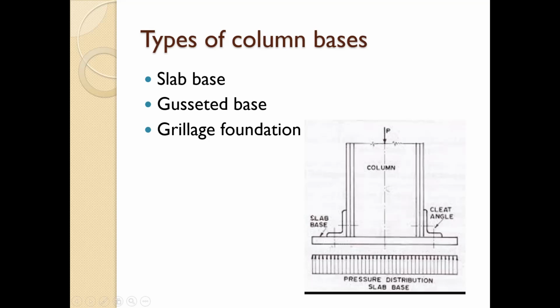So there are basically three types of column bases: slab base, gusseted base, and grillage foundation. As you can see here, this is the slab base. This steel plate has been provided over this concrete foundation.